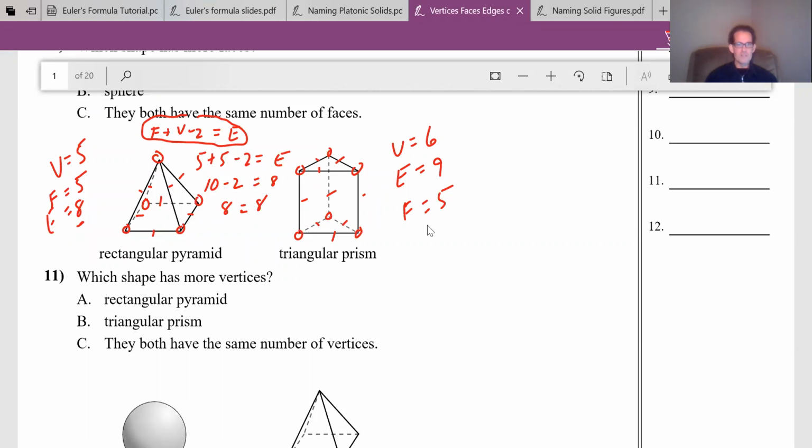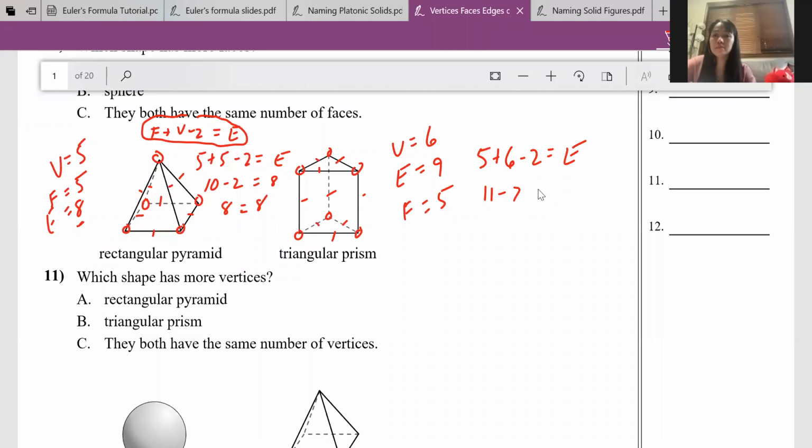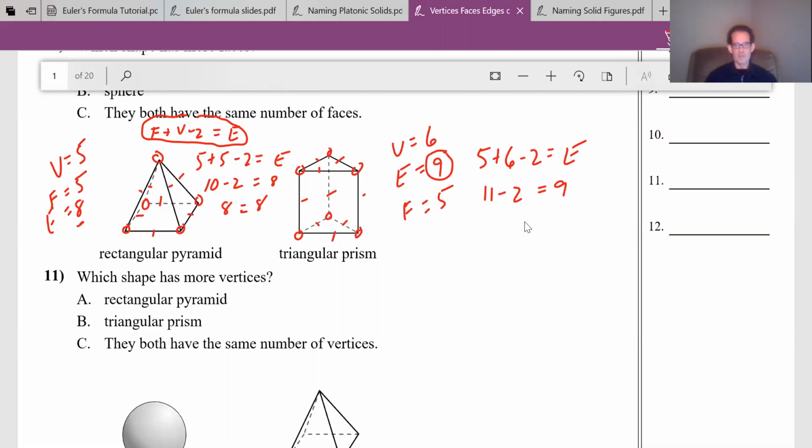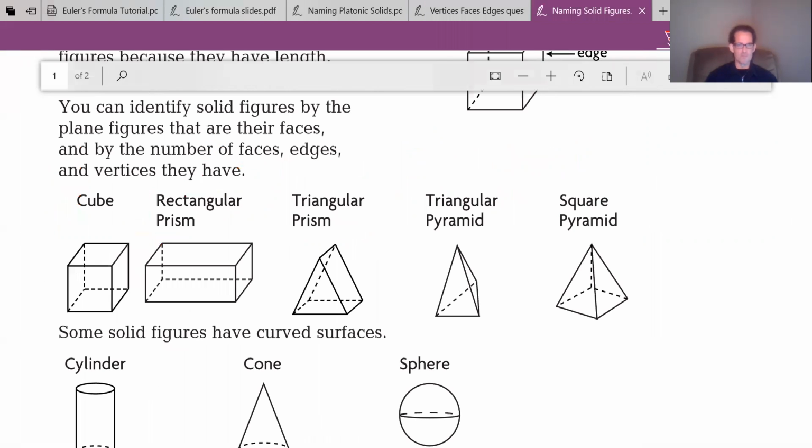So faces plus vertices would be 5 plus 6, minus 2 equals edges. 5 plus 6 is 11. 11 minus 2, does that equal 9? Our edge is 9. It looks like it does. 9 equals 9. Okay? All right, let's name some solid figures before we take another look at Euler's formula here.